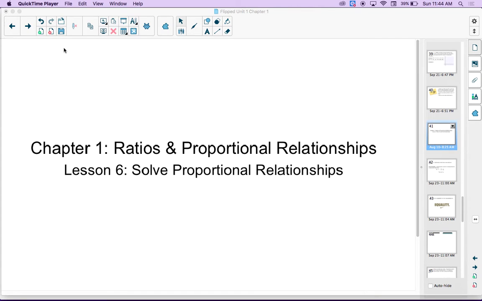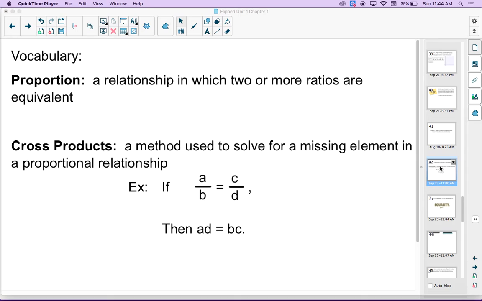This is Chapter 1, Lesson 6. Lesson 6 is all about solving proportional relationships. So this is a big one for us, a lot of problem solving in this lesson. We will start off with some vocab words.